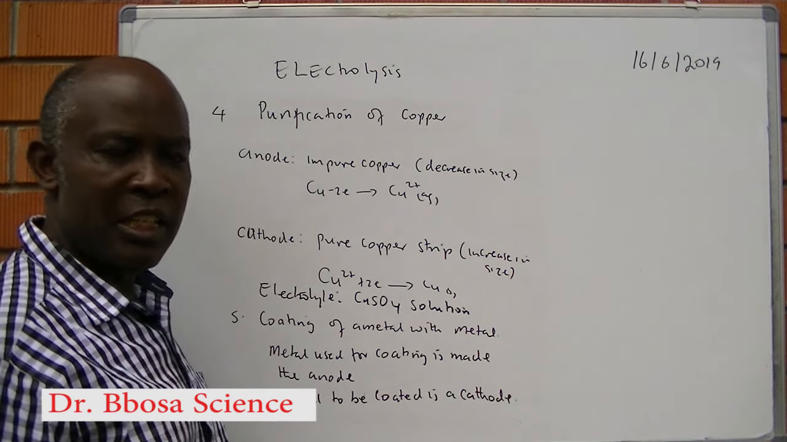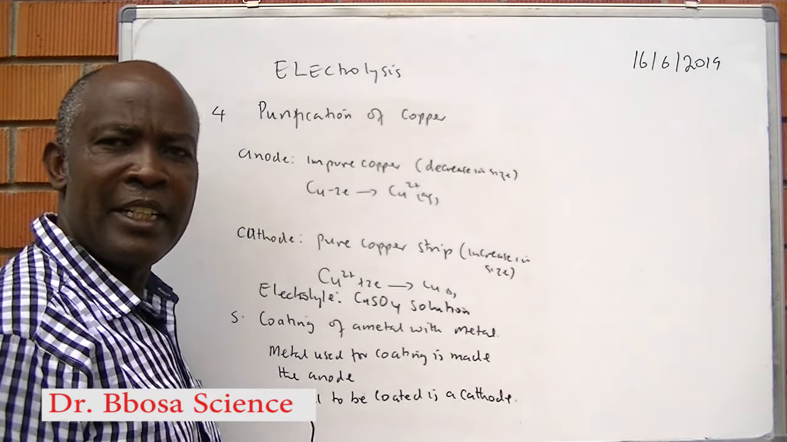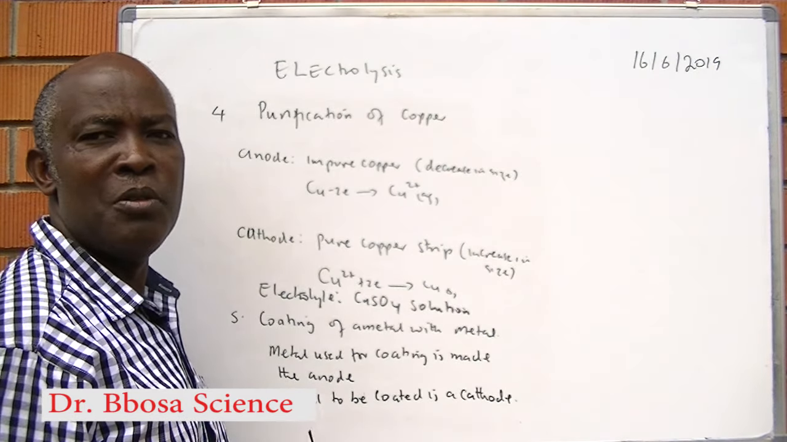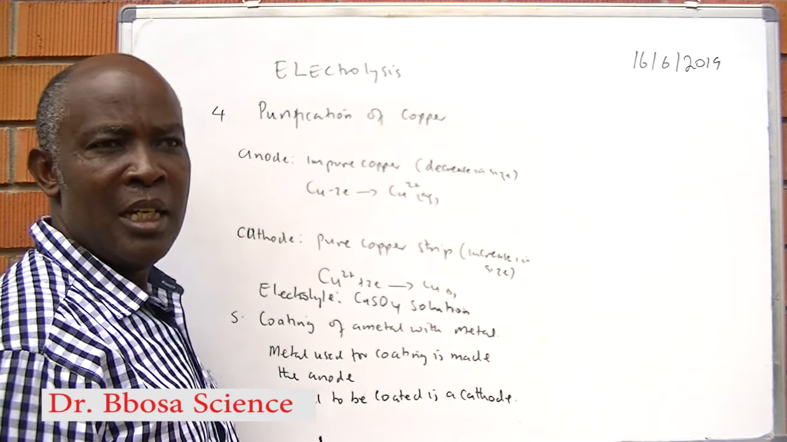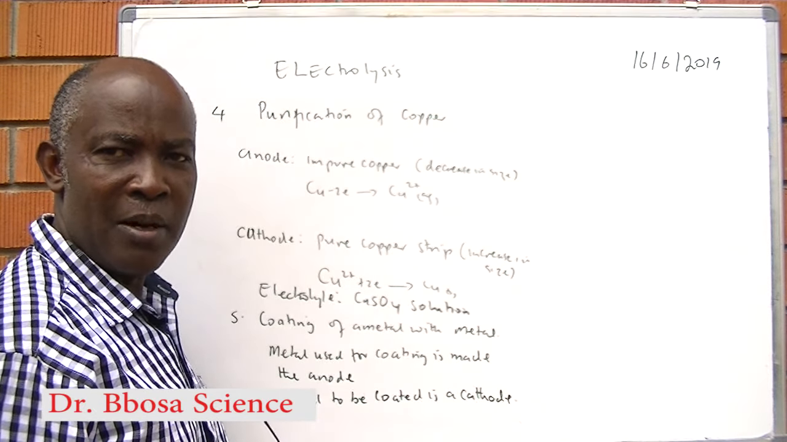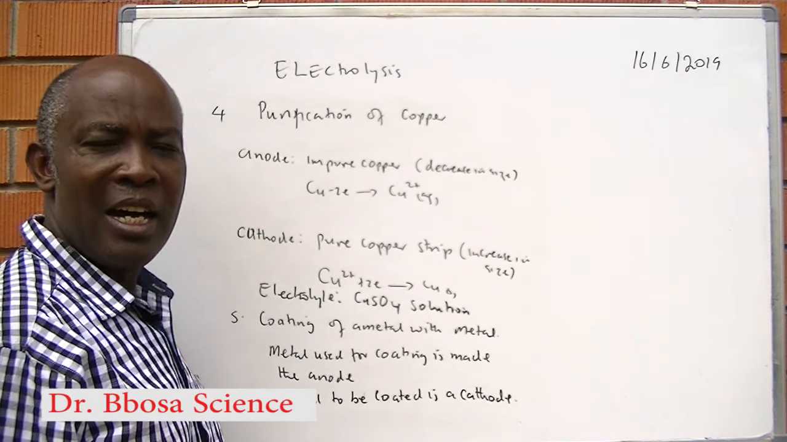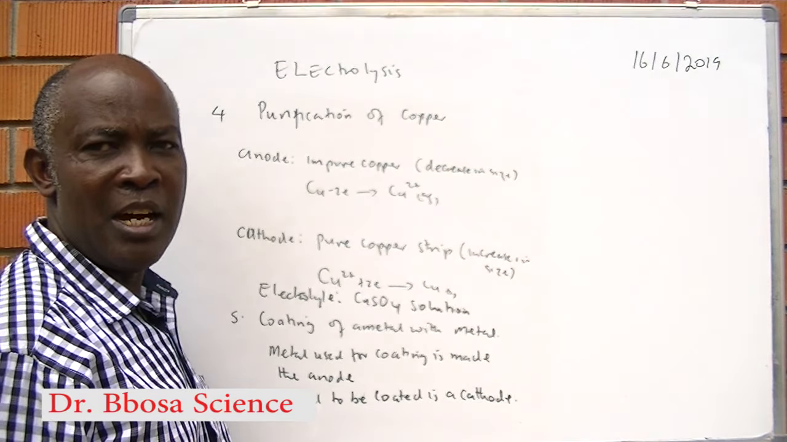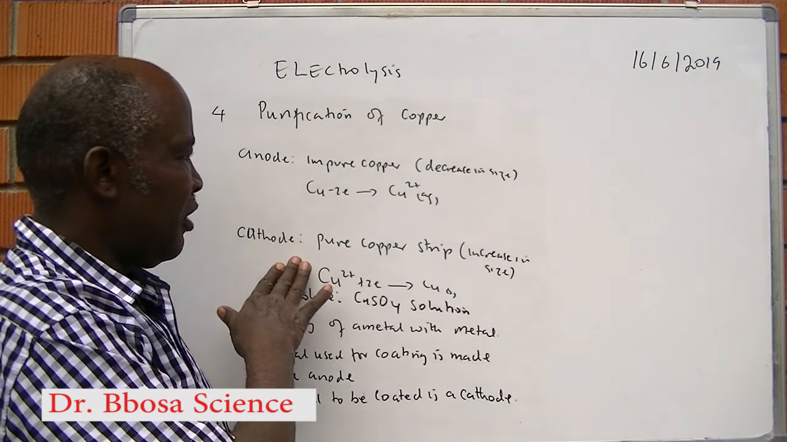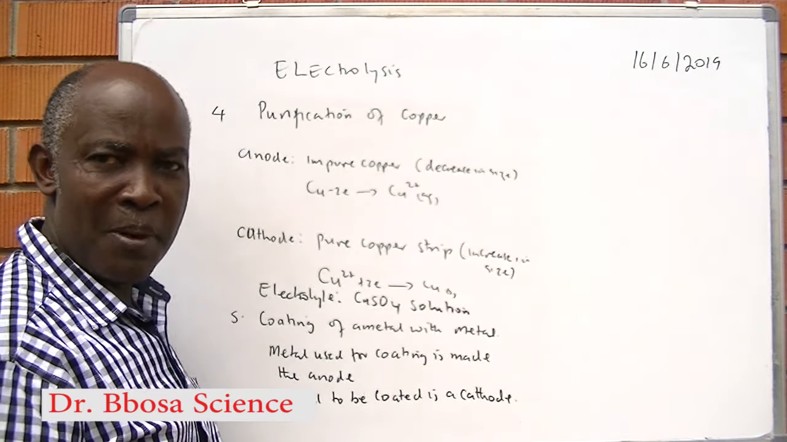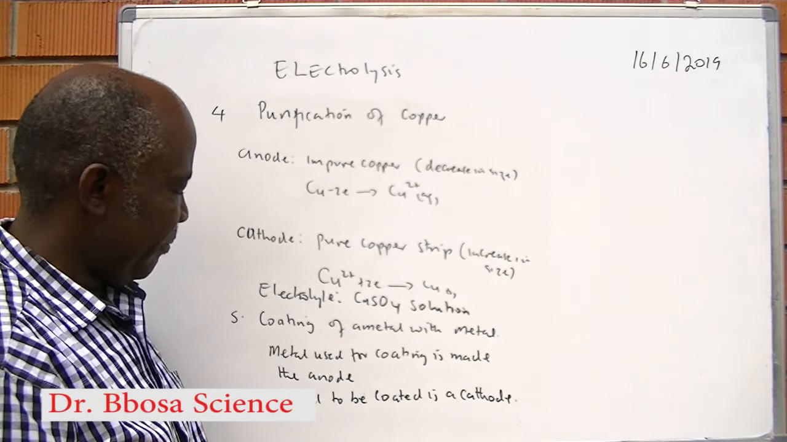Purification of copper has a historical fact in Uganda because it led to the building of the Nalubaale hydroelectricity dam. We built our hydroelectricity dam at Jinja to produce electricity for purification of copper from Kilembe mine.